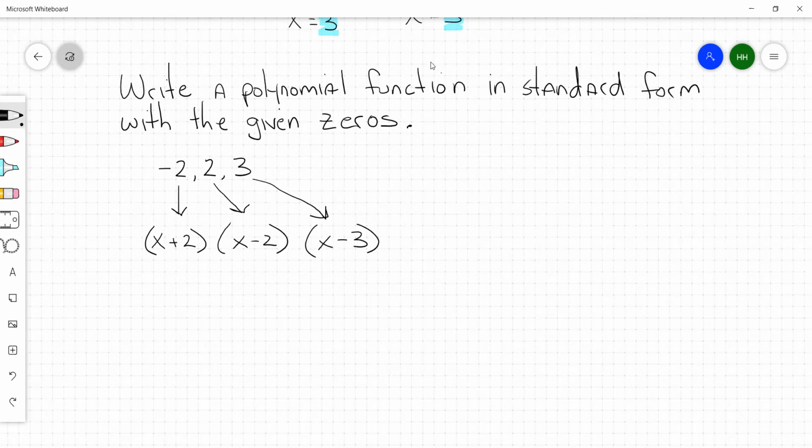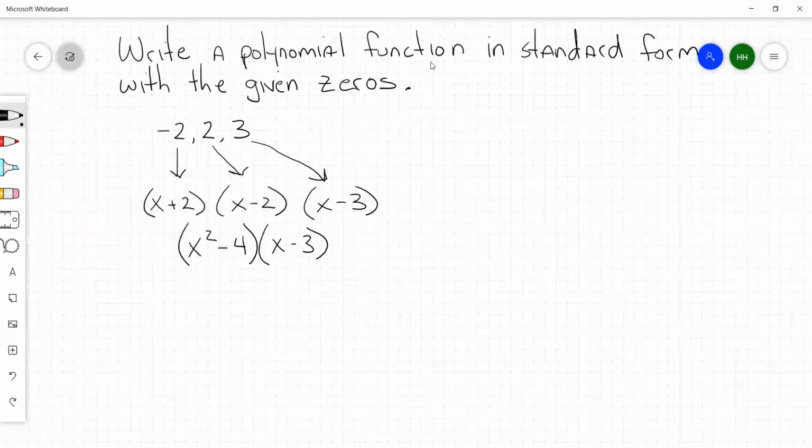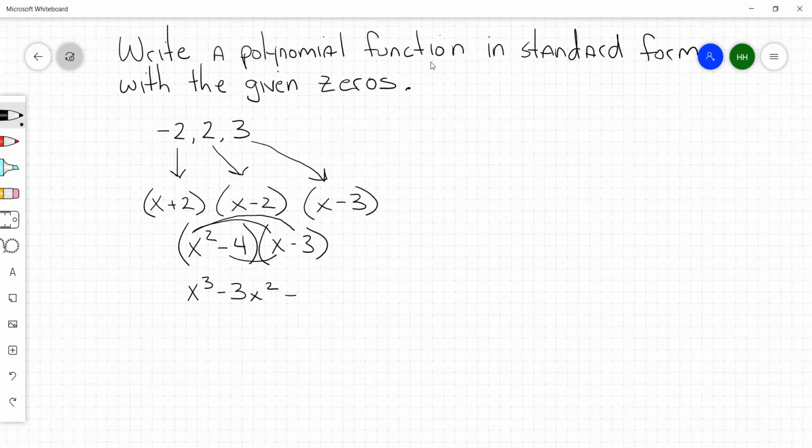If you multiply x plus 2 times x minus 2, you're going to get x squared minus 4. And then you're going to take that and multiply it by x minus 3. So then your next step here would be to multiply again. Now this is the double distributive property. So you take your x squared times x and you get x to the third. You take your x squared times -3 and you get -3x squared. -4 times x is -4x. And -4 times -3, that's +12.